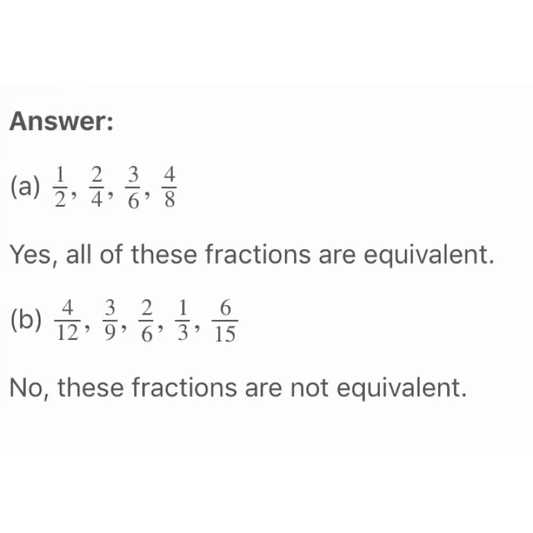3 by 9. Now the third box, how many balls are here? There are total 6 balls, and among that 2 are shaded. So what is the fraction? 2 by 6. Now fourth one, 3 balls are there and 1 is shaded. So 1 by 3. And last one, total 15 balls are there and 6 are shaded. So what is the fraction? 6 by 15. Children, here 4 by 12, 3 by 9, 2 by 6, 1 by 3 and 6 by 15. These fractions are not equivalent.